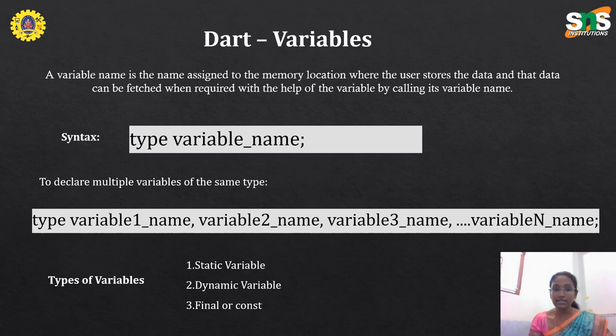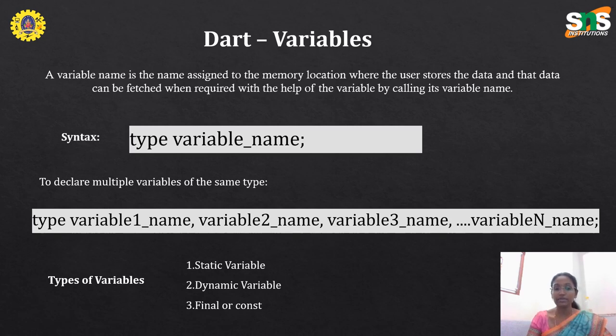Okay, the syntax is type, then variable name: first the type, and next the variable name. To declare multiple variables, it is type variable 1, 2, 3, continuing with the variable names. We have three types of variables over here: the first one is static and dynamic, and final or const, meaning constant.